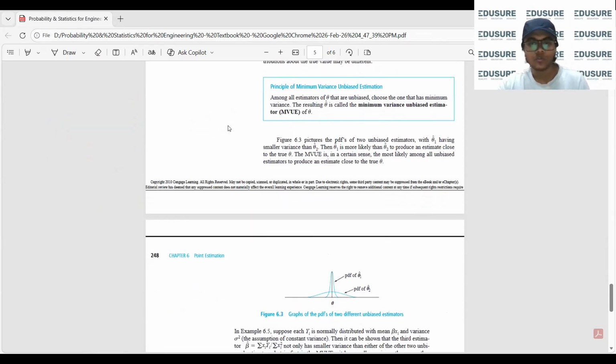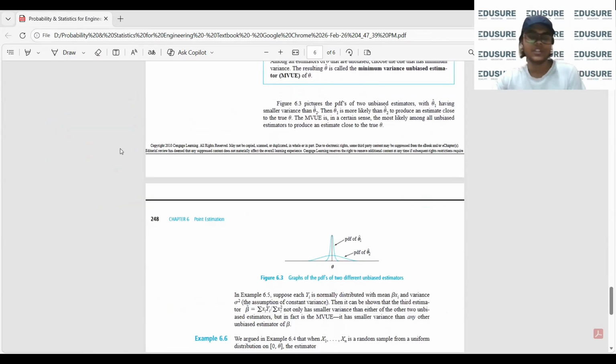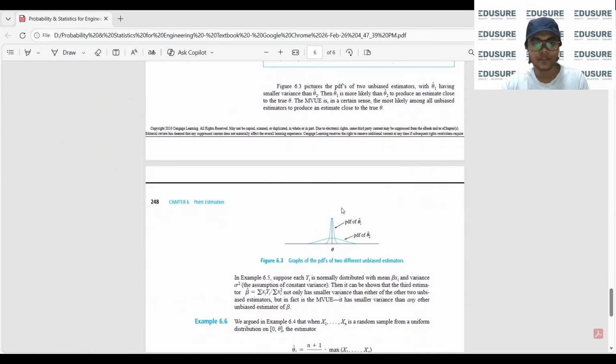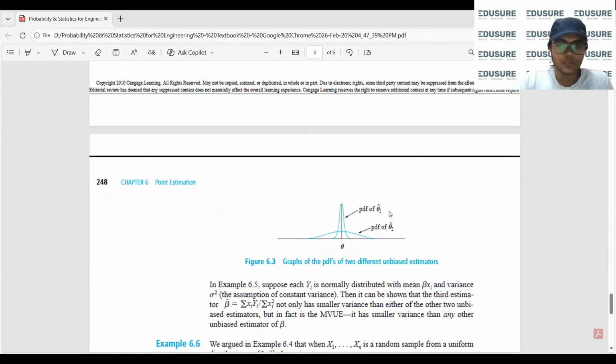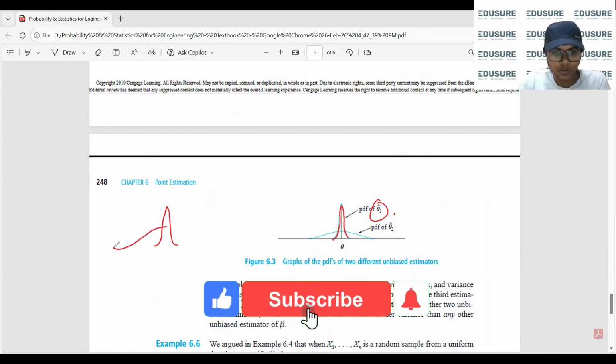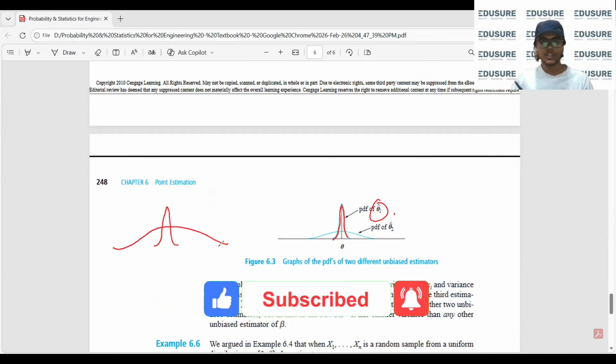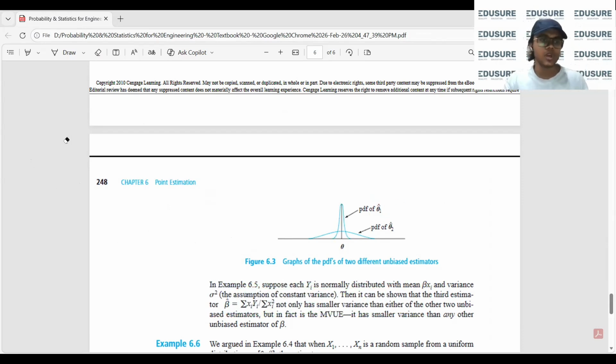So we will check which of these three has the least variance, and we will pick that. See that the PDF or density function is shown here for theta 1 hat and theta 2 hat. You can see that for theta 1 hat, the variance is much less. It is an extremely peaked function like this, and for the other one, it is all over the place, so it has much larger variance. So if I need to choose between theta 1 hat and theta 2 hat, I will choose theta 1 hat because it has lesser variance.